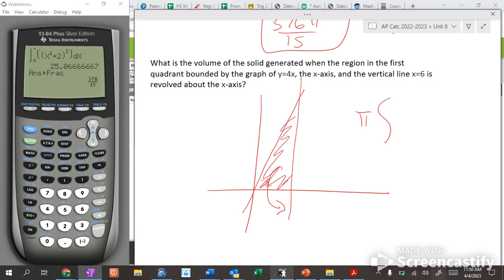What's my top line? Y equals 4x, right? Well, it's the line above where I'm revolving around. So it's just the 4x. There's only one line that I'm dealing with. So it's 4x. How far am I going from where to where? 6, because here's 0, here's 6. It's going up like that. So pi r squared.